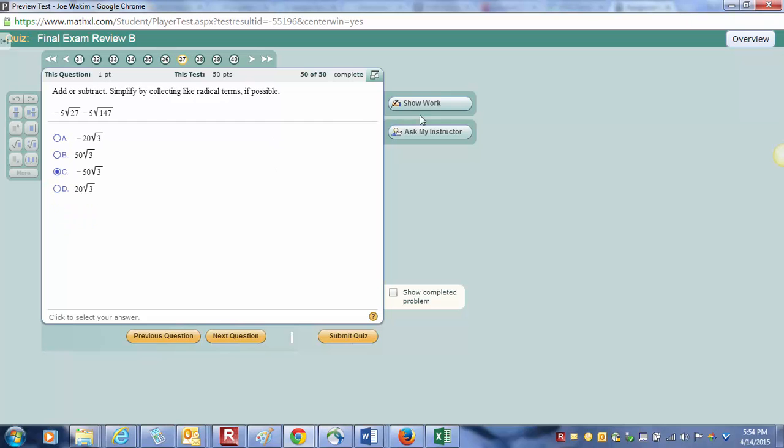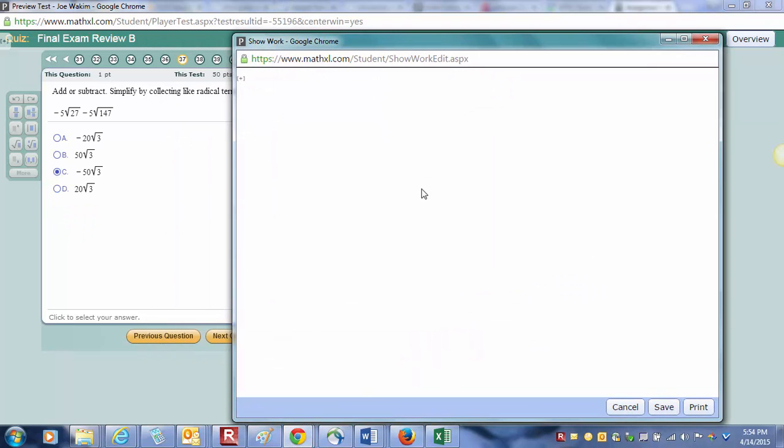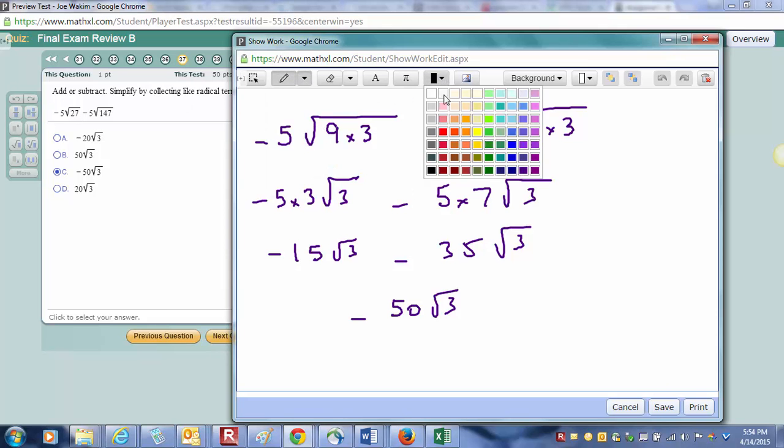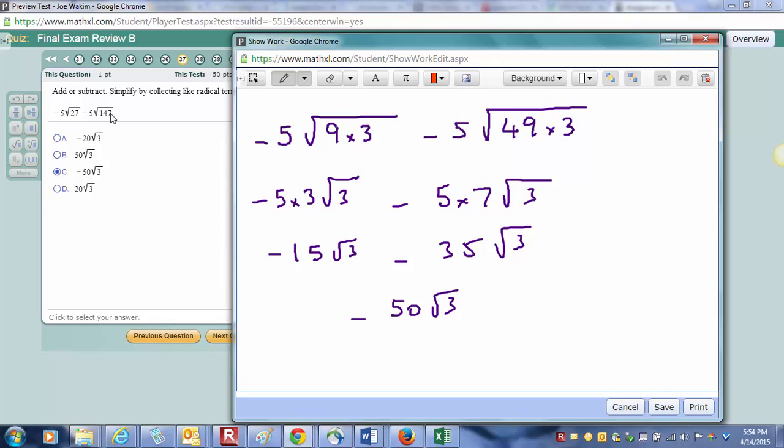Number 37. Here we have to subtract those radicals. We have to make them like radicals first. So the 27 is nothing but 9 times 3. And the 147 is 49 times 3. Now the 9 is a perfect square, will come out as 3. The 49 is a perfect square, will come out as 7. So 5 times 3, 15. 5 times 7, 35. Since these are like signs, we just have to add them. 35 plus 15 is 50 square root of 3 with a negative sign. So negative 15, negative 35 is negative 50, and we have to keep the square root of 3.